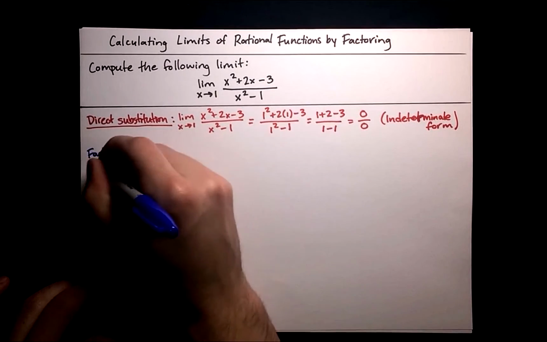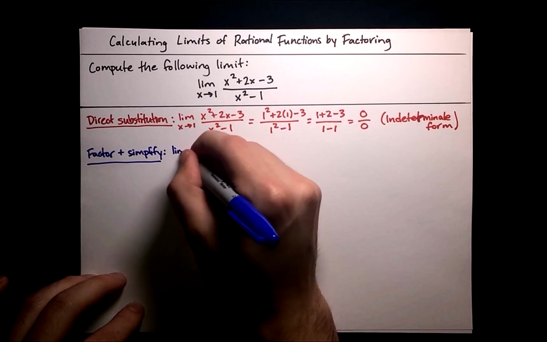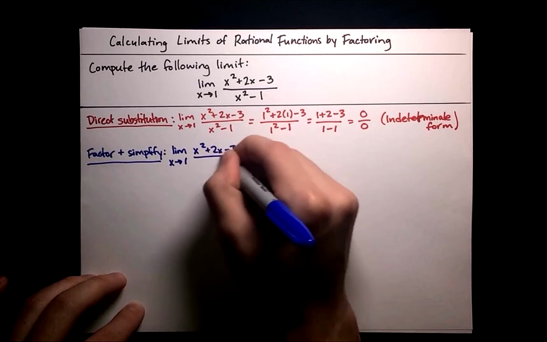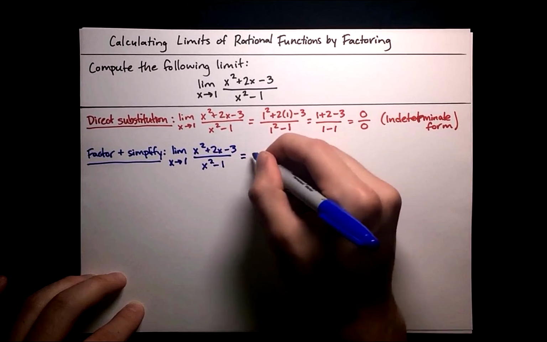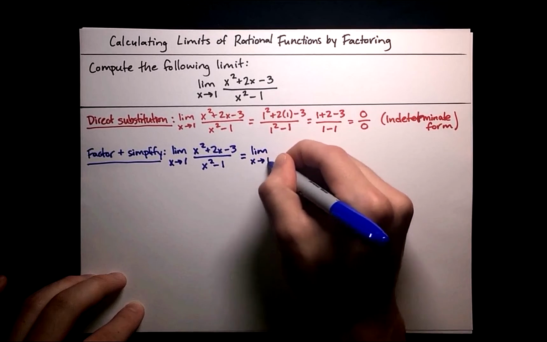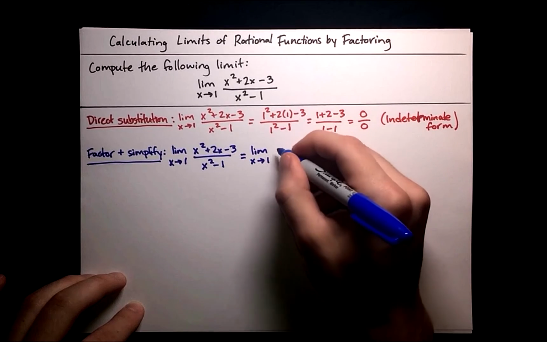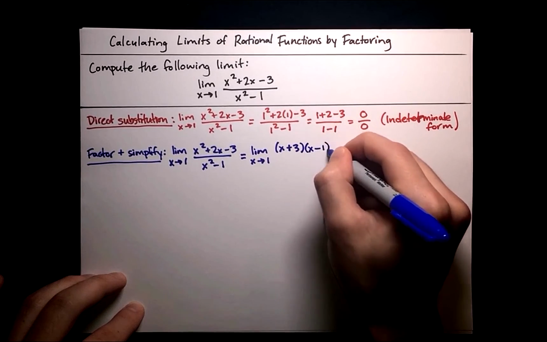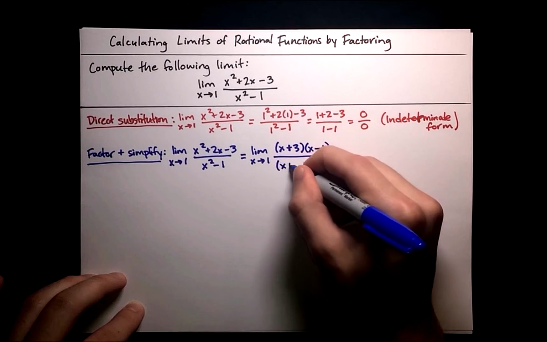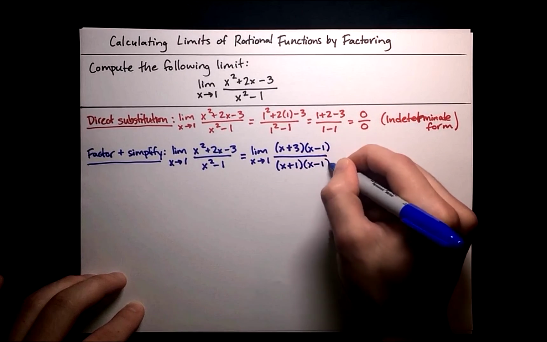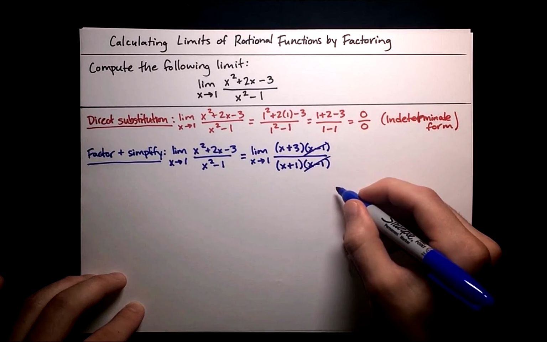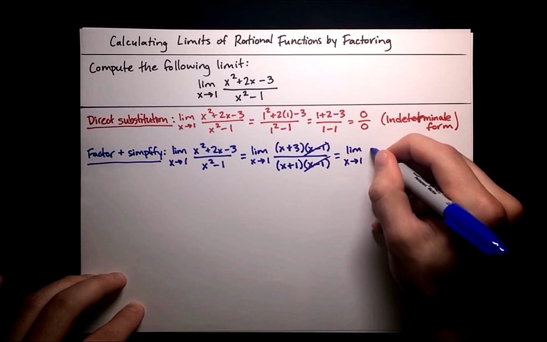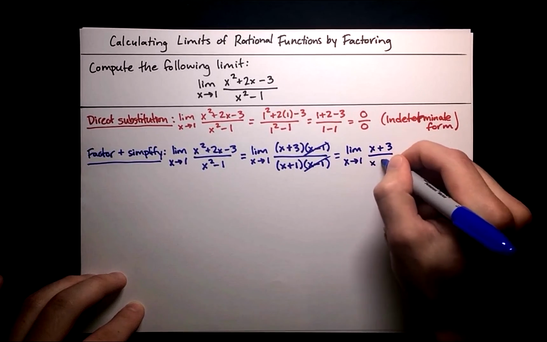So if we factor and simplify, then we have that the limit as x approaches 1 of (x squared plus 2x minus 3) over (x squared minus 1) is equal to the same limit, but factor the numerator and denominator. The numerator factors into (x plus 3) times (x minus 1), and the denominator factors into (x plus 1) times (x minus 1). And we see that x minus 1 can cancel in the numerator and denominator. So this is just the limit as x approaches 1 of (x plus 3) over (x plus 1).